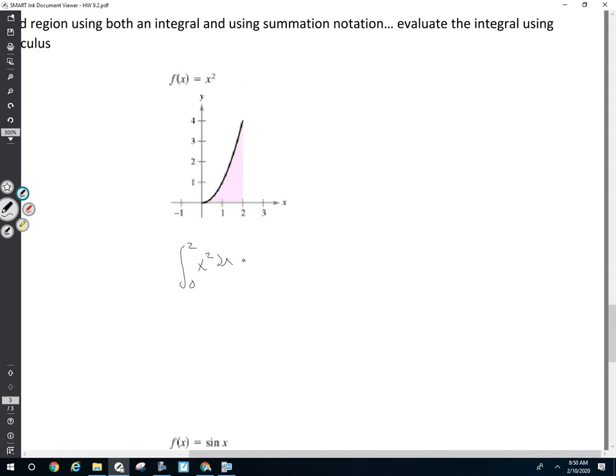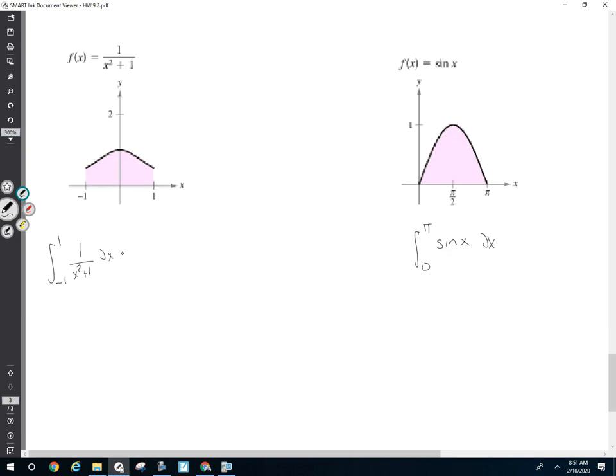Here, we've done this enough. We know that it's not going to be 4. It's going to be 8/3. What is the antiderivative of 1 over x squared plus 1? Well, if you remember the derivative of arctangent, you actually know the answer to this.